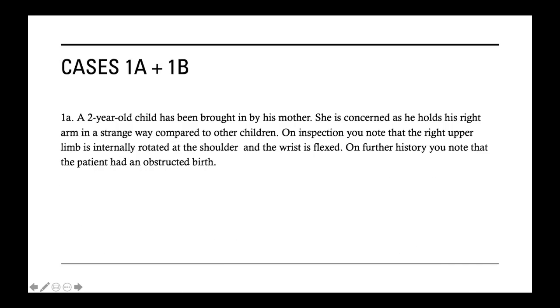We have case 1A, where a 2-year-old child has been brought in by his mother. She's concerned as he holds his right arm in a strange way compared to other children. On inspection, you wrote that the right upper limb is internally rotated at the shoulder and the wrist is flexed. On further history, you note that the patient had an obstructed birth.